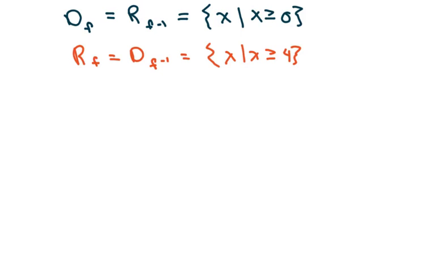Because remember, the domain of f inverse, we had the square root of x minus 4. So that's just domain stuff. All right? Now, let's graph them.